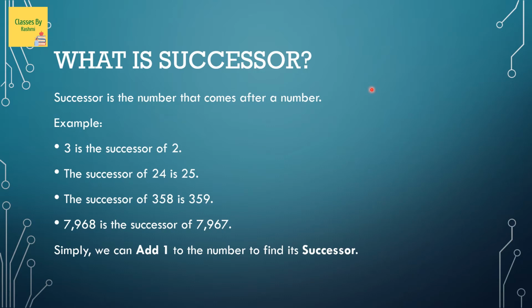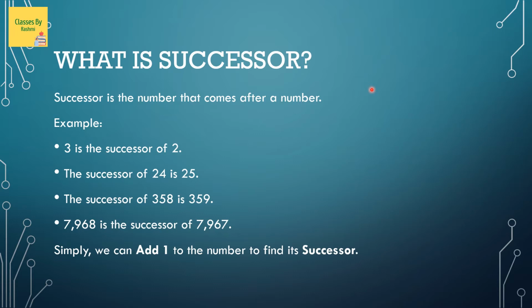Now if we say the successor of 7967, it's a 4-digit number, but we don't need to be afraid of it. We just have to add 1 to it. So the successor of 7967 is 7968, the number right after 7967. To put it in simple language, to find the successor of any number, we just have to add 1 to it.